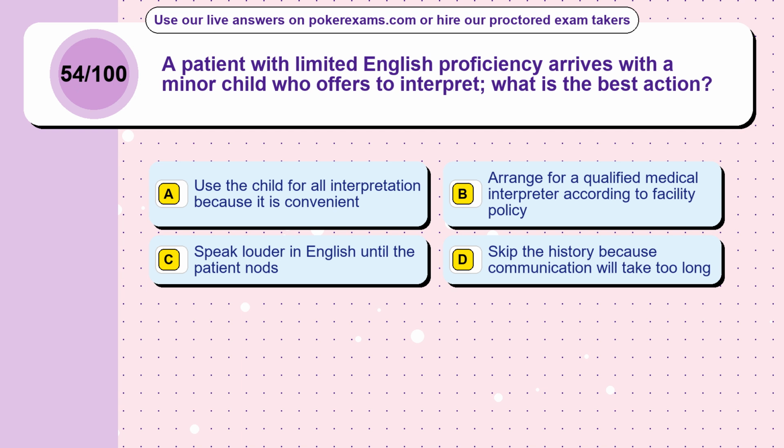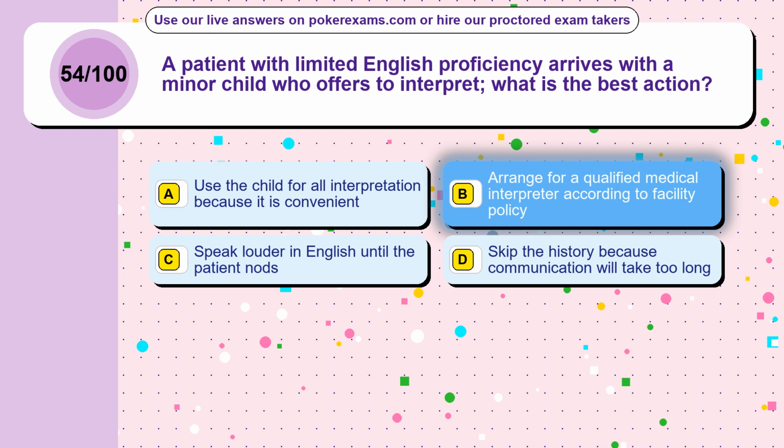Option B. Arrange for a qualified medical interpreter according to facility policy. Option C. Speak louder in English until the patient nods. Option D. Skip the history because communication will take too long. The correct answer is option B.